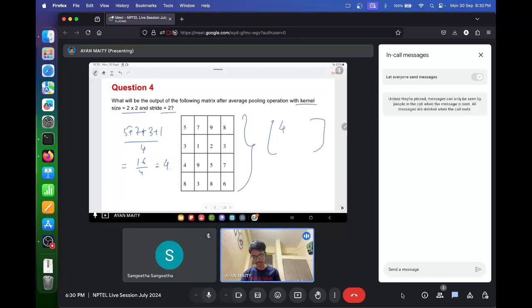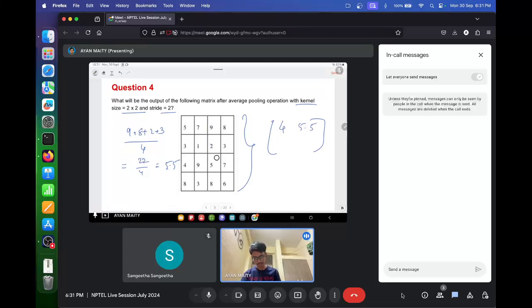Then the stride is 2. So the next 2 by 2 matrix would be this one. Now I have to take the average of this 2 by 2 matrix. So 9, 8, 2, 3. So 9 plus 8 plus 2 plus 3. That would be 17 plus 5, which is 22. So it would be 5.5. So the next element in the output matrix would be 5.5.